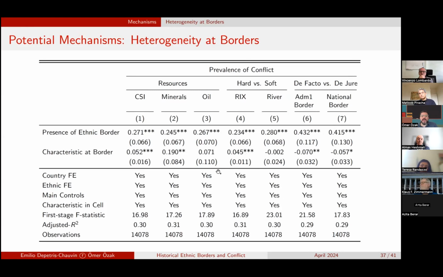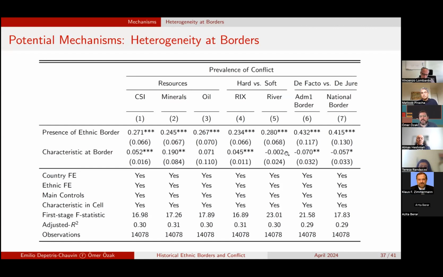With ruggedness, we would have expected, let's say, if the border is around a ridge of mountains, perhaps that would help identify the border better and it would not be movable, et cetera. And so that may help overcome the problems of the border being soft. Of course, rugged areas also have strategic importance. So you have these two ambivalent effects. We find a positive effect, suggesting that perhaps the effect of increasing conflict is larger than the effect of helping us create a harder border, right?